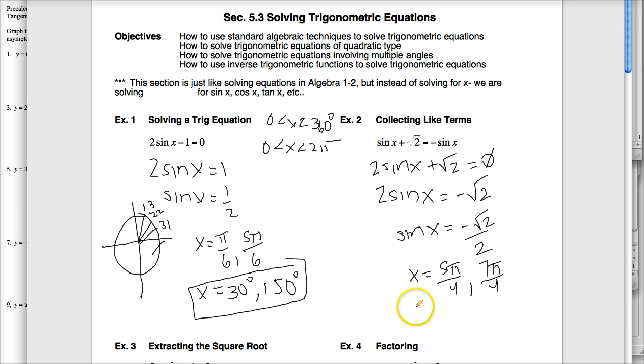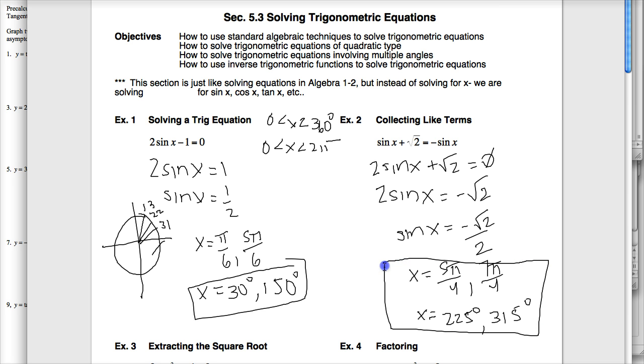Until you're comfortable doing just degrees or just radians, we're going to do both. 180 plus 45 is 225. And then I'm going to subtract 45 from 360, which is 315. So here are all the answers. Again, there are infinite answers, but between 0 and 2 pi and between 0 and 360 degrees, these are the only places where the sine value is equal to negative radical 2 over 2.